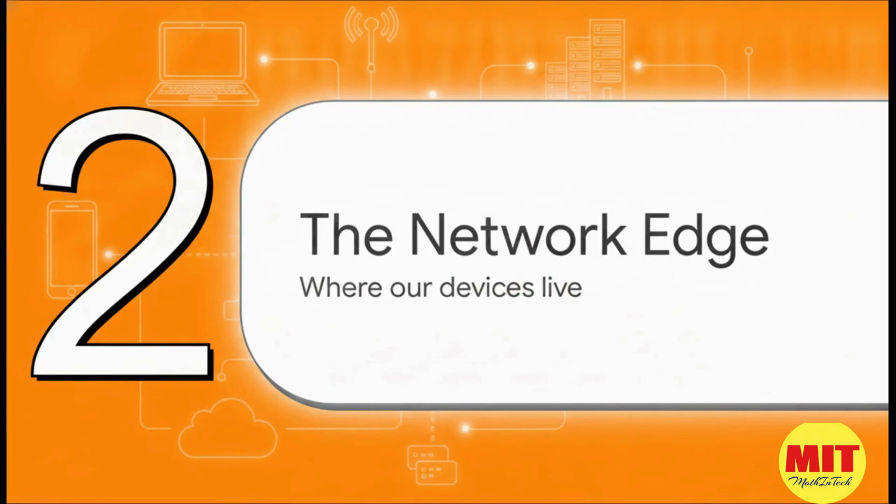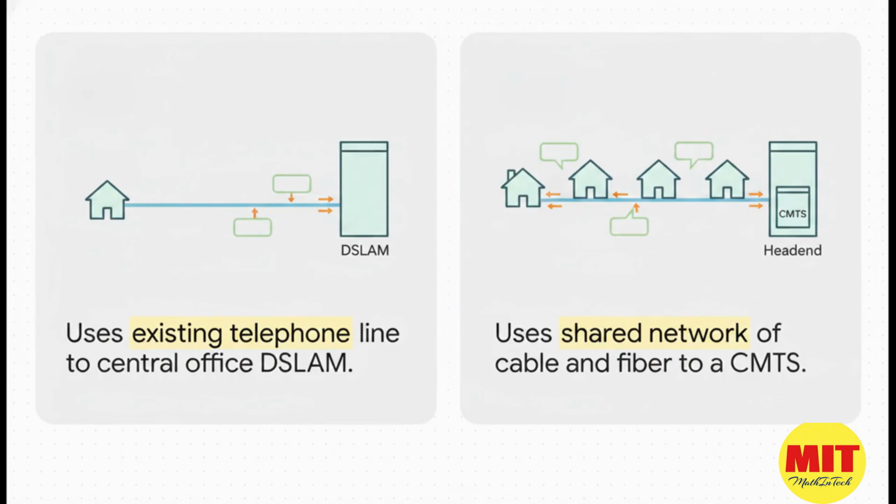Moving right along, let's hit Section 2. Exploring the network edge. To actually get onto the internet, we rely on an access network. Two classic examples you're probably familiar with are DSL and cable. Now, what's really fascinating here is the core architectural difference between the two. DSL uses your existing telephone line, providing a dedicated connection straight to the central office's DSLAM. Cable, on the flip side, uses a hybrid fiber coax network. This means homes share the access network to the cable head end.